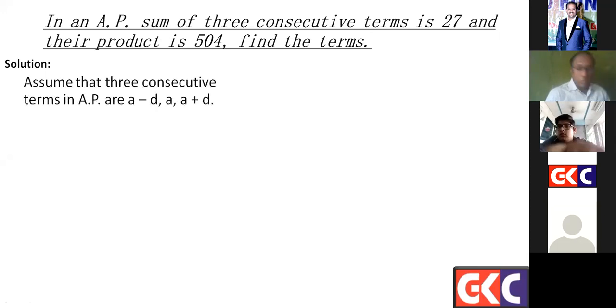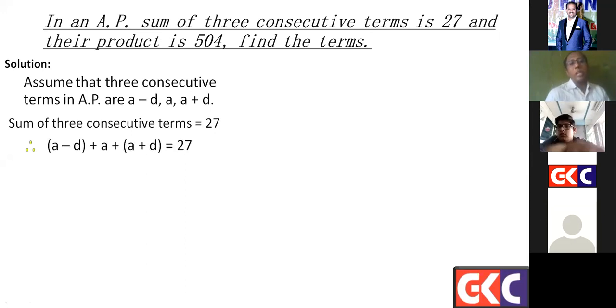As we know, three consecutive terms, so automatically we'll be considering them as A minus D, A, and A plus D. Okay. So now with these three consecutive terms, their sum is given to us. So we can add them and that addition will be 27. Now remember minus D plus D will get cancelled because there is an addition over there. And what will we get? 3A, because A plus A plus A is 3A, which is equal to 27. अगर 3A 27 है, so we can easily get A equals 9. So A equals 9.